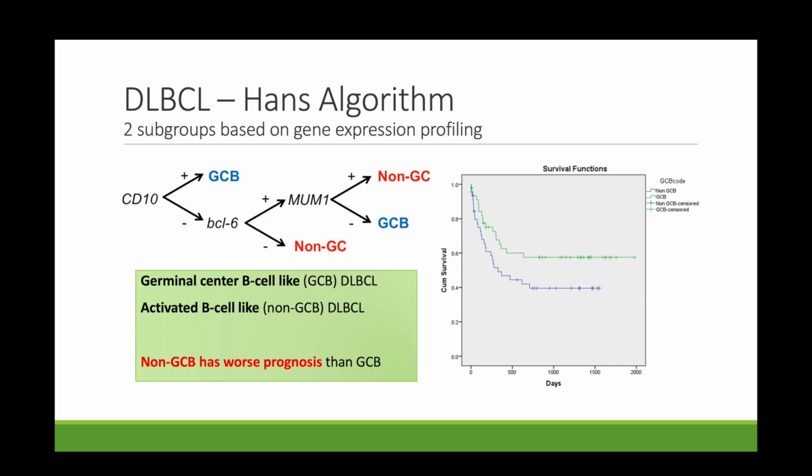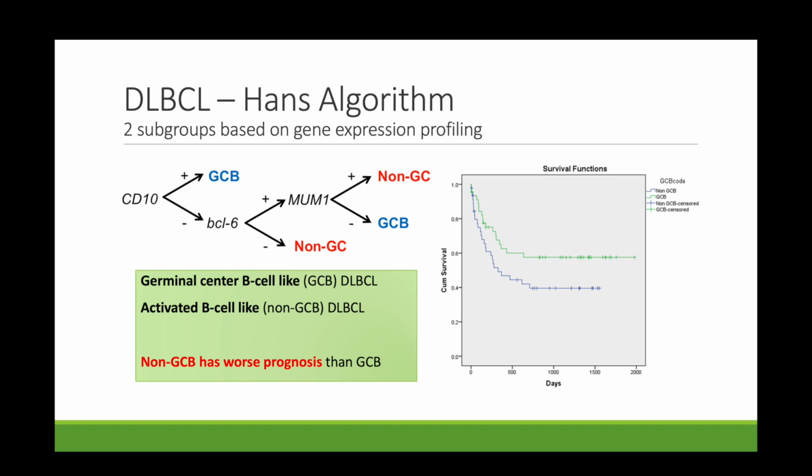And what's important to note is that germinal center B-cell-like typically has a better prognosis compared to the activated B-cell-like. So activated B-cell-like, or non-GCB, typically has a worse prognosis compared to the germinal center B-cell-like. I think it makes a little more sense if you think about where these malignant cells are coming from.